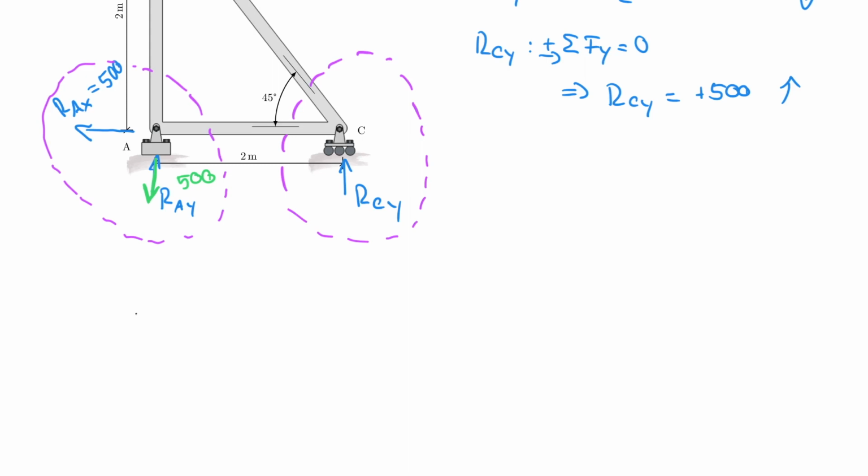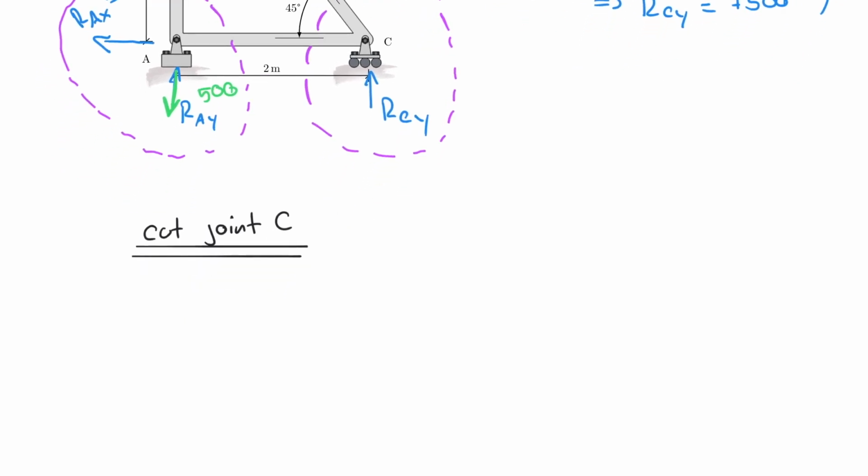So the first thing I do is I cut joint C. And remember that the first thing I do is I draw a free body diagram. So let me draw the free body diagram of node C. So my node C looks like this. And I cannot forget my support reaction as well. So that was 500 upwards.